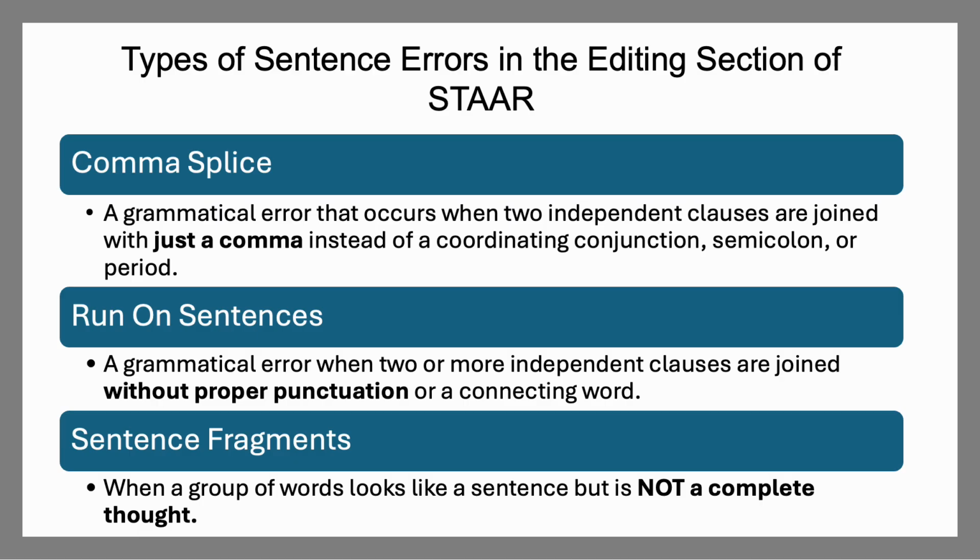And then finally you have sentence fragments. Sentence fragments are when a group of words looks like a sentence, but it's not a complete thought. Think about those phrases that we were talking about. A lot of those sentence fragments are going to try and take phrases and pass them off as a full sentence. So it's important to understand all the components and how they're used to make a correct sentence, so that way we can identify all of these three different types of errors when they come about.